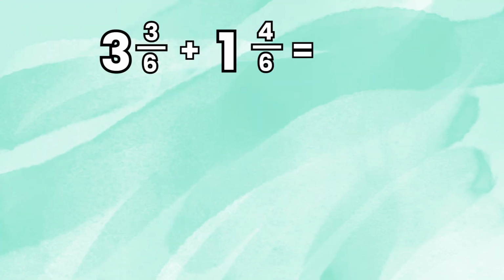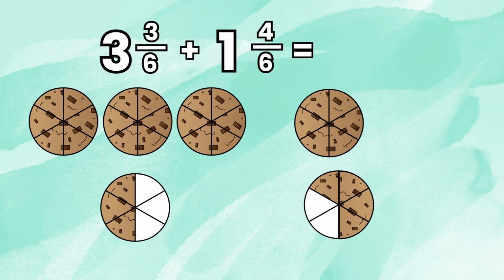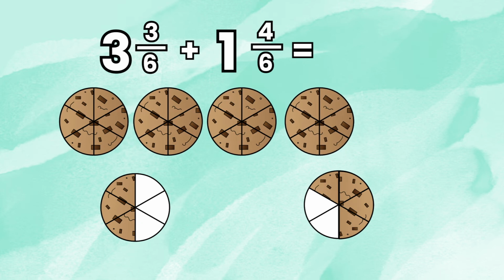All right, let's try another one where I draw out all of the models to help us regroup. 3 and 3/6 plus 1 and 4/6. I'm going to add the whole numbers together first. 3 plus 1. Let's move those models together. 3 plus 1, so we have 4 wholes.